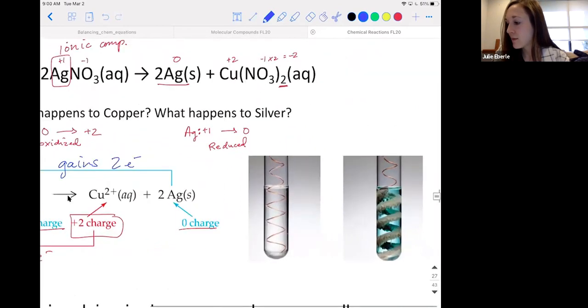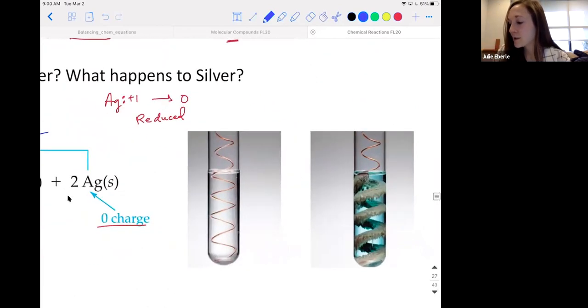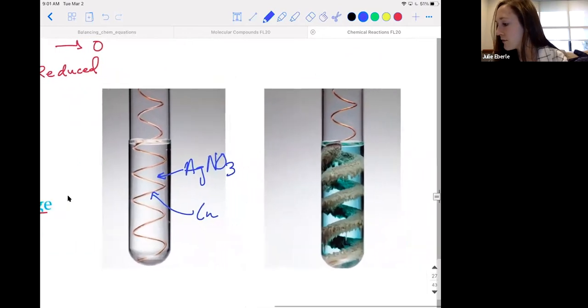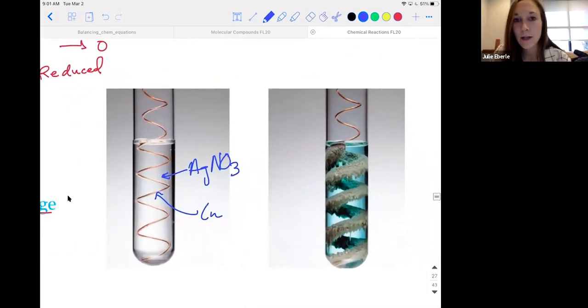So here's a picture of that, by the way. You have a copper wire in a solution. This was the silver nitrate, AgNO3. That's the solution, and then you have the copper wire. And look what happens to the copper wire. It looks all furry and fuzzy. That's silver forming on the copper wire as it reacts. And then the solution turns kind of a greenish blue color.